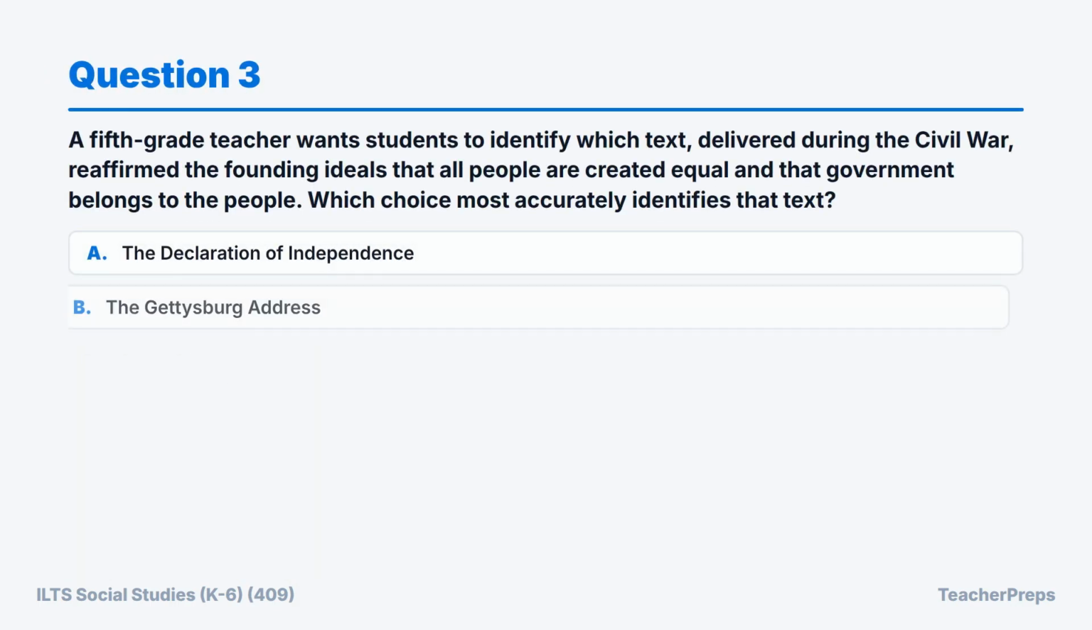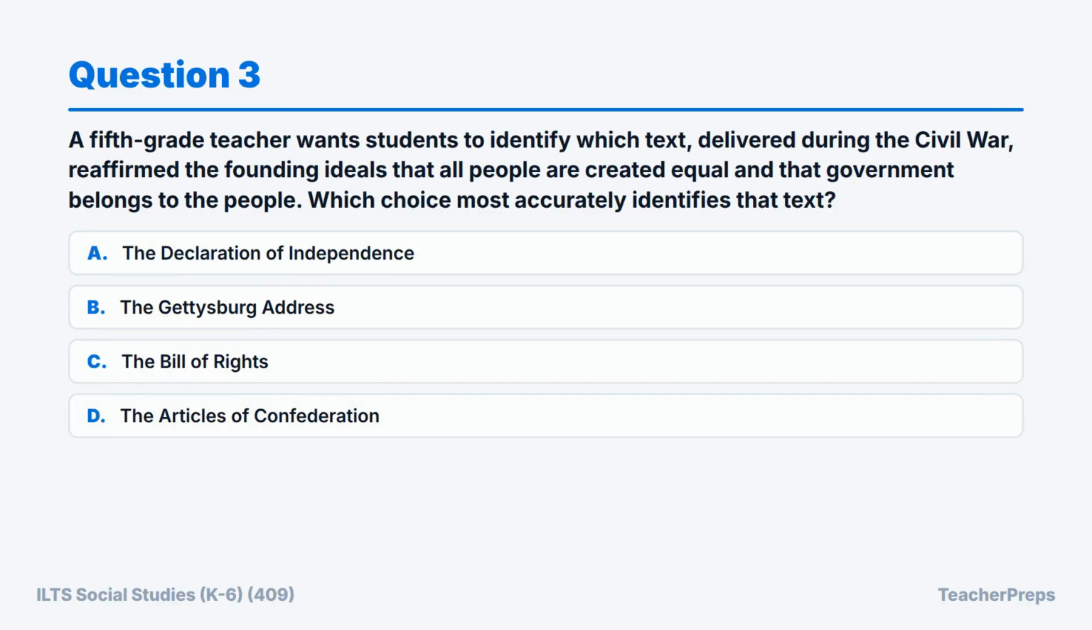Question 3. A fifth-grade teacher wants students to identify which text, delivered during the Civil War, reaffirmed the founding ideals that all people are created equal and that government belongs to the people. Which choice most accurately identifies that text? Pause the video and select the best answer.